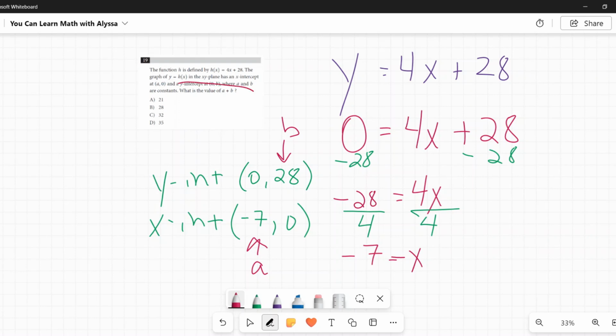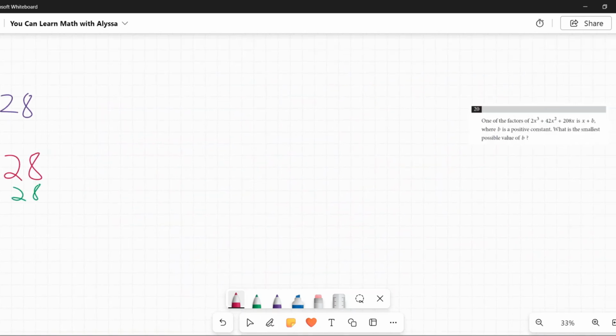And our final question is, what is the value of a plus b? So we need to add those together. Negative 7 plus 28 equals 21. A is my answer. And you see they've got a 28 in there. They're trying to be sneaky. And once you get that 28, you might think, I've got my answer. No. You have to find a and b, add them to get 21, which is A.